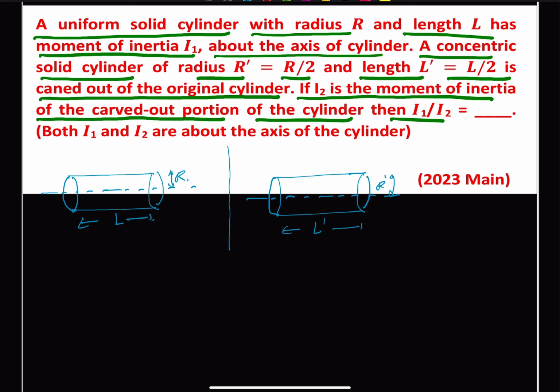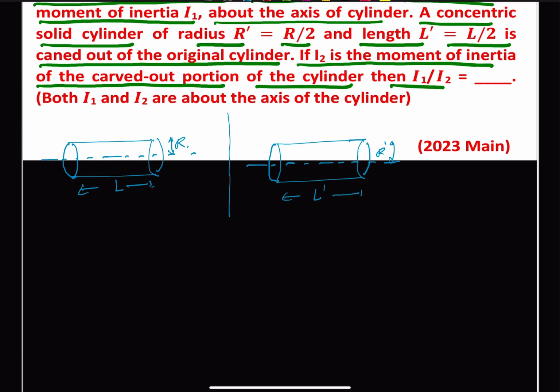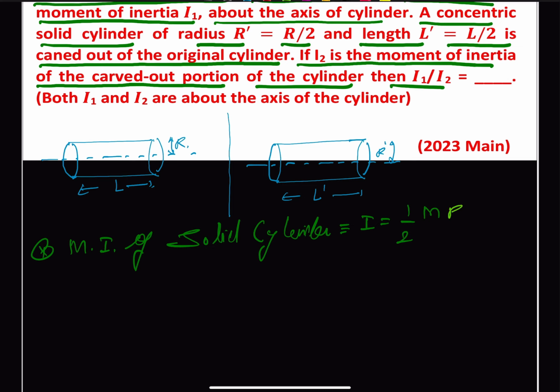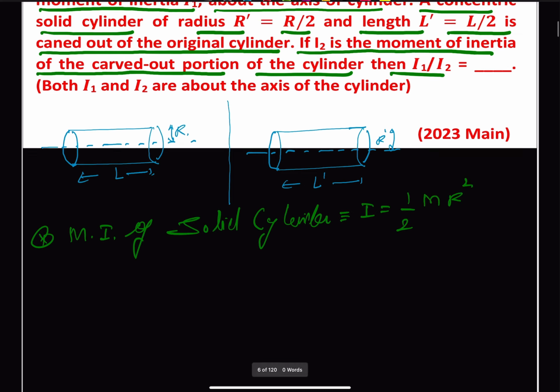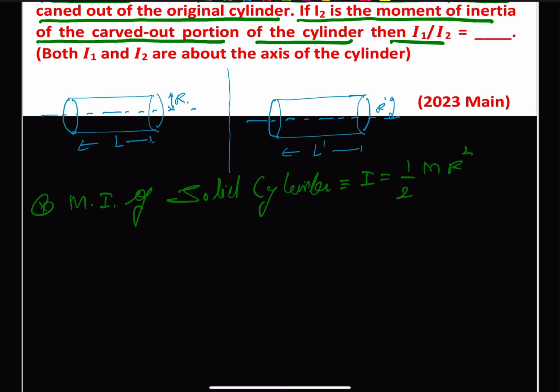So we have to find out their moment of inertia. We start with the standard formula that the moment of inertia of a solid cylinder, suppose that is I, will be equal to 1 by 2 MR square, and here M is the mass of the original cylinder.